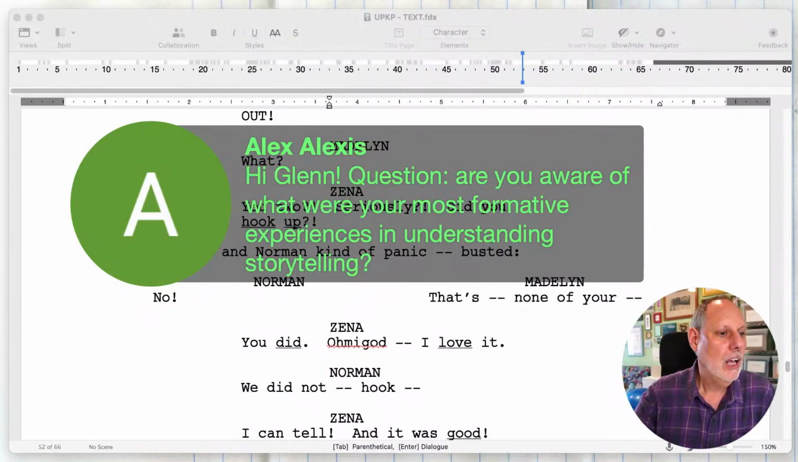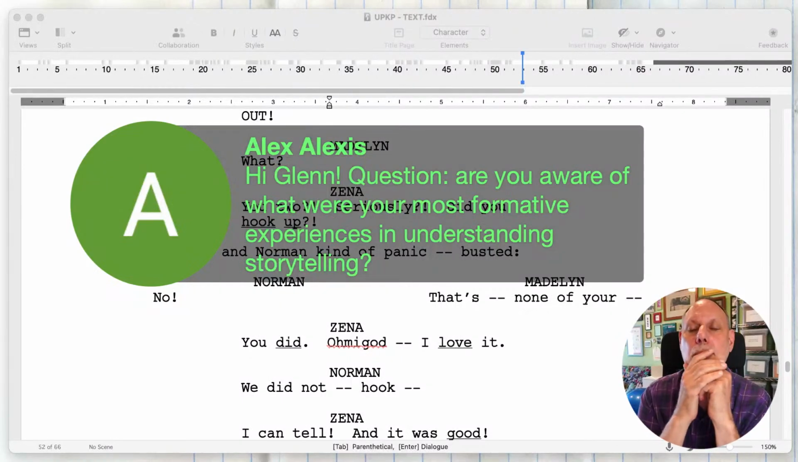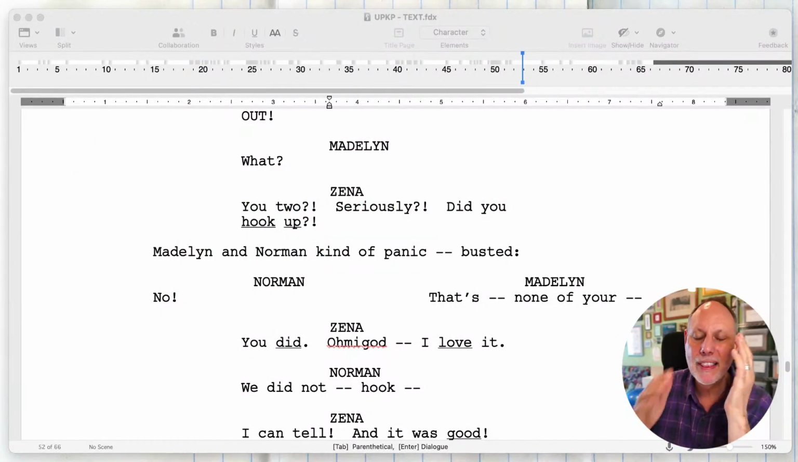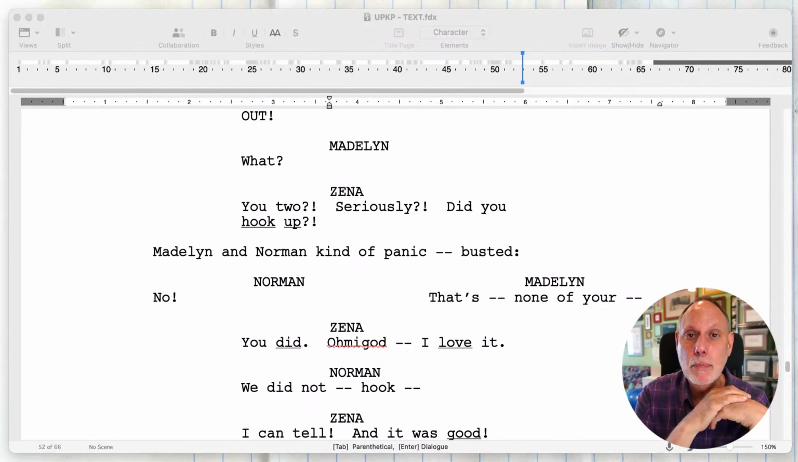Alexis. Question: are you aware of what your most formative experience is in understanding storytelling? Answer: yes, I am pretty aware. It's an ongoing process, isn't it? First of all, I think we all have a personal mythology about ourselves as storytellers. One thing that happens is there are certain things that you learn or become aware of.